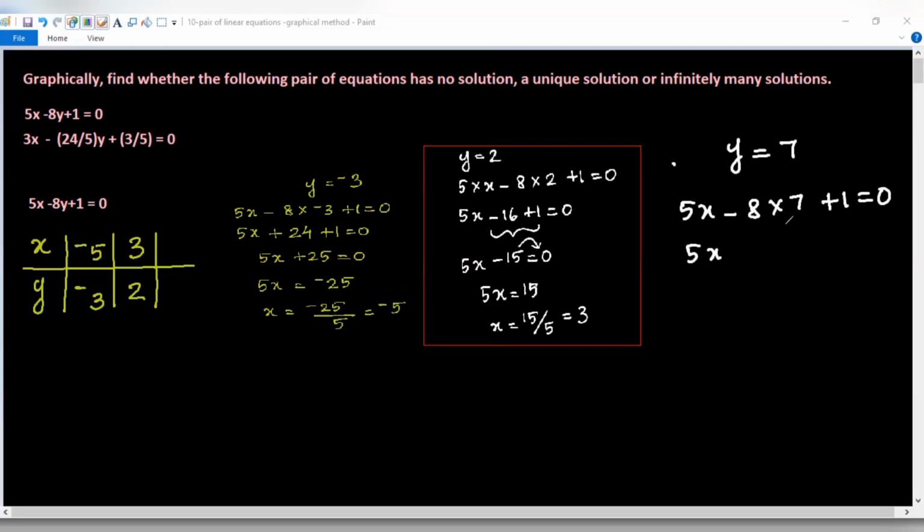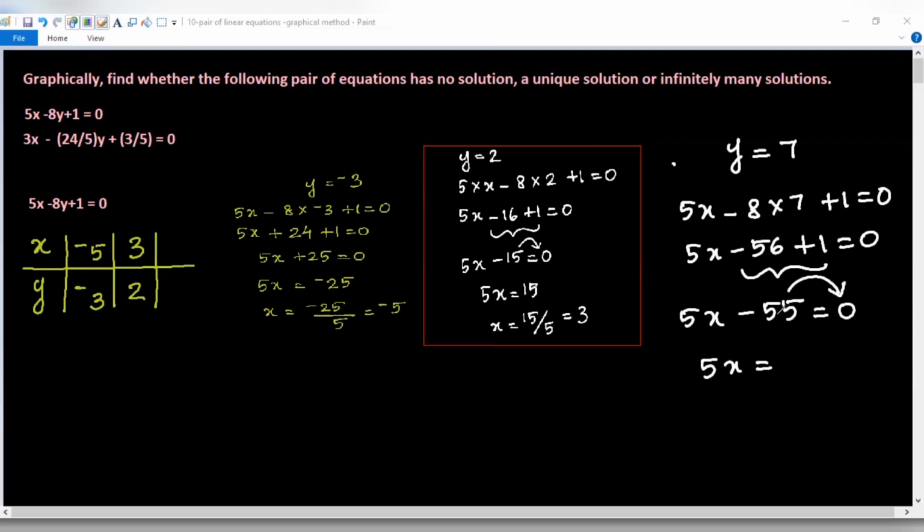Then 5x minus 8 into 7 minus 56 plus 1 equal to 0. Minus 56 plus 1, that is minus 55. So 5x minus 55 equal to 0, or we can write 5x equal to 55. See, negative 55 going to the right side will become positive 55, or x is equal to, we have to take this 5 to the right side. On the left side, 5 is multiplied with x. When it is taken to the right side, it becomes division. So 55 by 5, that is 11. So we got the values x equals 11, then y equals 7.